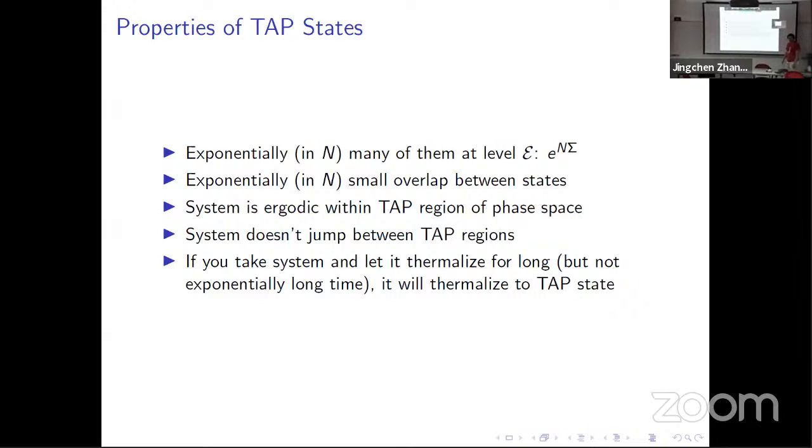So these systems have exponentially many minima of free energy, and exponentially small overlap between the TAP states. The system is ergodic within one TAP region, arguably by definition. Likewise, you can't jump between them. And if it's ergodic within the TAP region, if we let it thermalize within a TAP region, it will reach the TAP distribution, right? So what we can almost do is just say we're cutting our phase space down to the region around the local minimum, and then we're allowed to do normal thermodynamics, right? That's the ergodicity breaking story here.